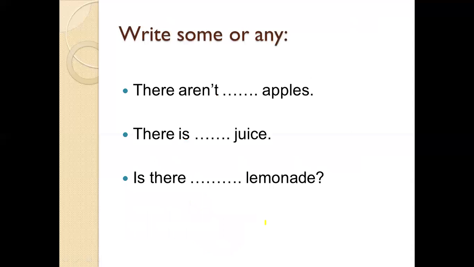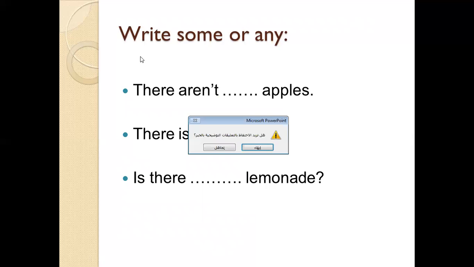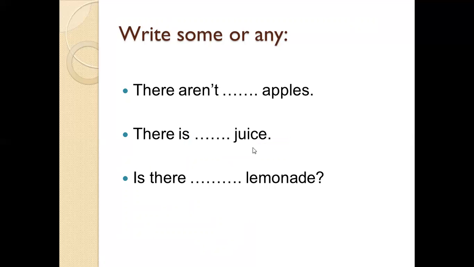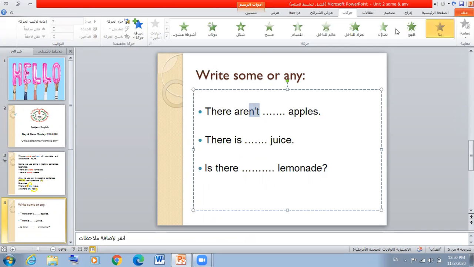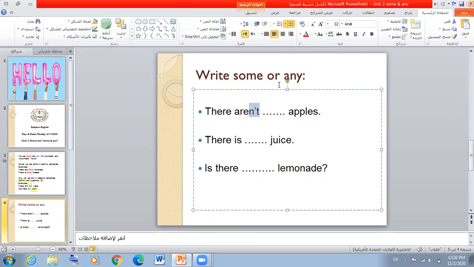Here we have an exercise. We are going to write some or any. Number one, there aren't apples. Here we have a negative. Excellent. We are going to use any. Why? Because we have a negative sentence here.